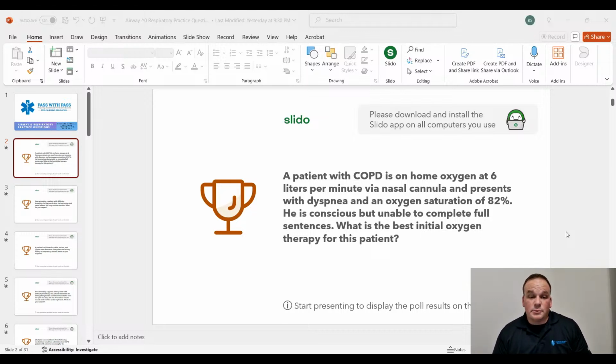Okay, so this is a multiple answer. So there's going to be more than one correct answer. Which of the following medications would we administer to a COPD patient with extreme wheezing for its corticosteroid properties?